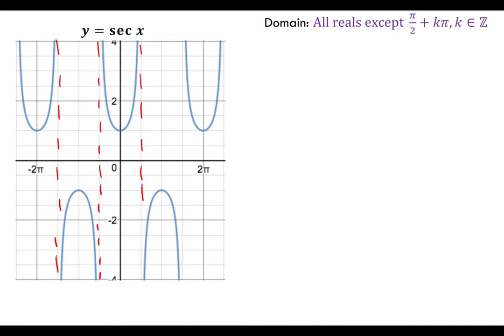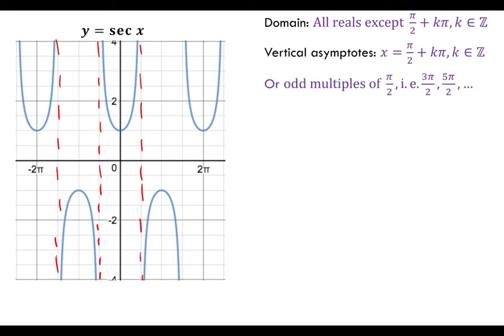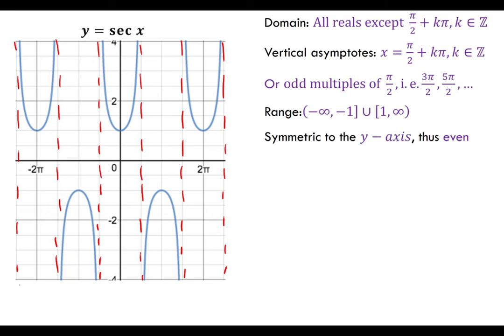Well, that also means that our domain restrictions for secant are going to be our vertical asymptotes, which means they occur at odd multiples of pi halves. And so notice that that's where we get all our vertical asymptotes. We also now can verify that the range goes from negative infinity to negative 1 inclusive, union including 1 up to infinity. We see that it's symmetric to the y-axis, just like cosine. This is an even function, and remember that's symmetric to the y-axis. Thus, secant of negative x is equal to secant of x, inherited directly from cosine.